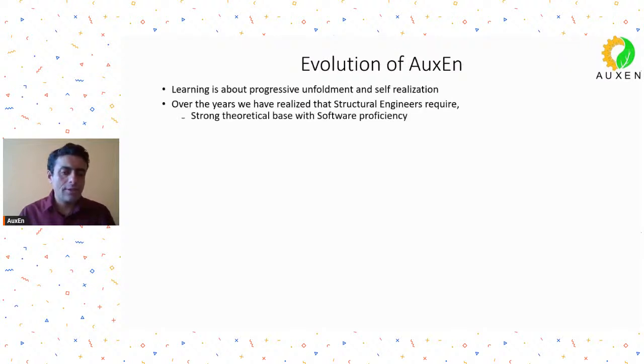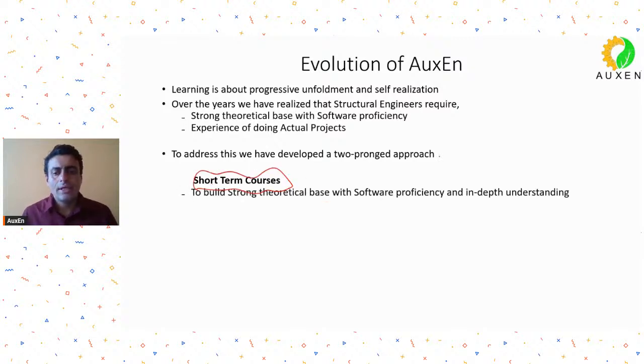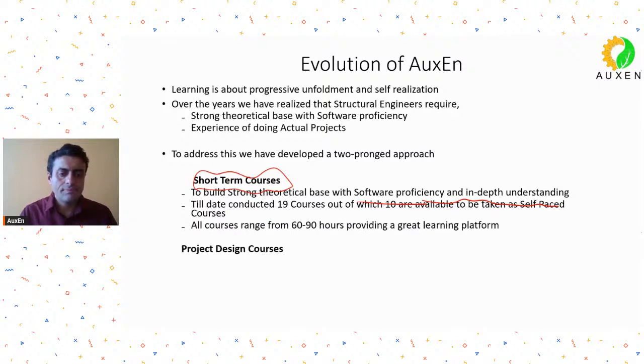Over the years, as I was telling you, we have been conducting short term courses which focus a lot on theoretical aspects and in depth understanding of a particular topic, along with software proficiency. And till date, we have conducted 19 such courses, and these courses are quite in depth, and they run for around 60 to 90 hours. So that is almost twice the time that you devote on a particular subject in your semesters, isn't it? In your colleges, a semester on one subject would typically be of 40-45 hours.